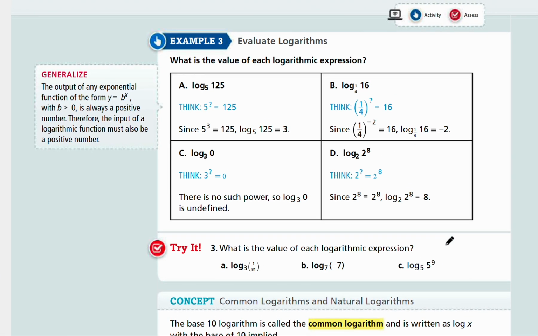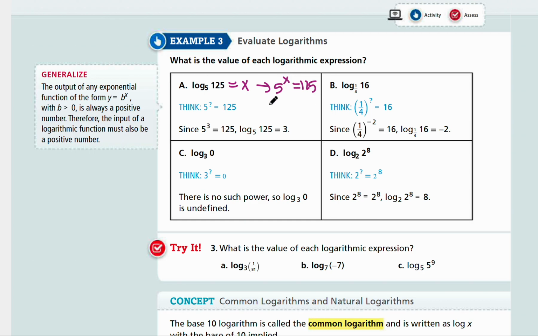Evaluate logarithms. What is the value of each log expression? So let's look at part A, log base 5 of 125. We don't know what the result is, but we can set that equal to x. And converting that to exponential form, base 5 to the power of x has to be 125, right?